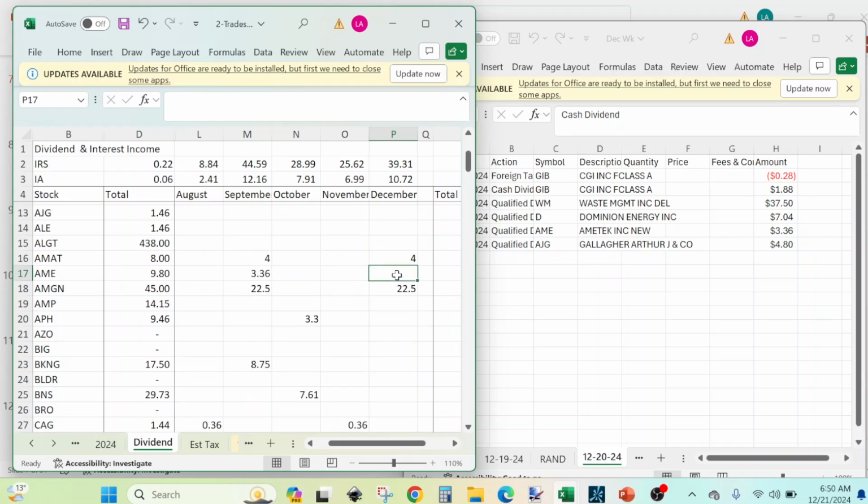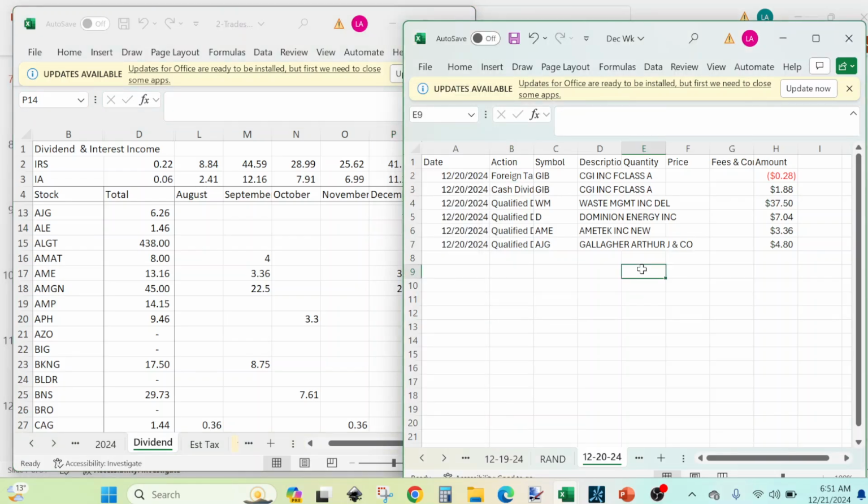The next one is AME, and it is 3.36. The next one is AJG, 4.80. Okay, so we got that done, and we will save our work here, and we'll take a note that we did this recording. Okay, and then we'll save that as well.